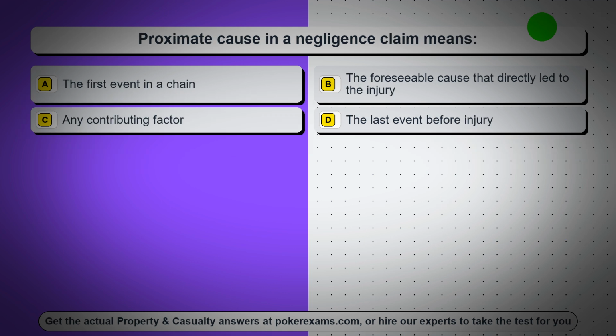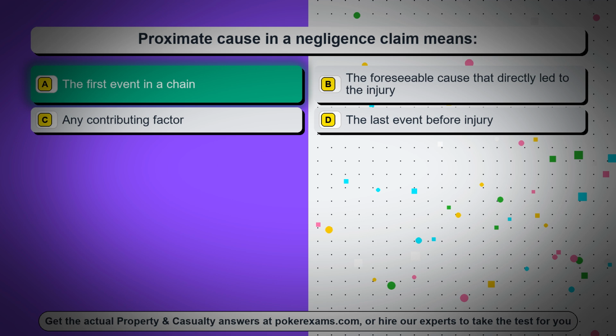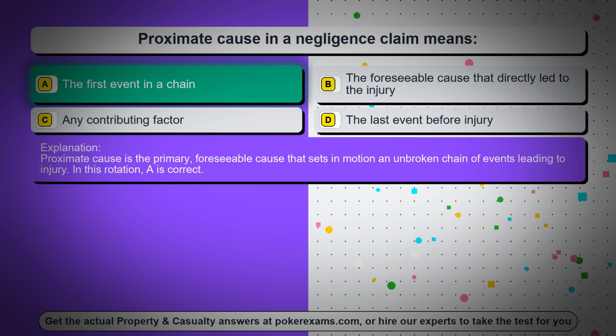Question 17. Proximate cause in a negligence claim means: Option A, the first event in a chain. Option B, the foreseeable cause that directly led to the injury. Option C, any contributing factor. Option D, the last event before injury. The correct answer is option A, the first event in a chain. Proximate cause is the primary, foreseeable cause that sets in motion an unbroken chain of events leading to injury. In this rotation, A is correct.